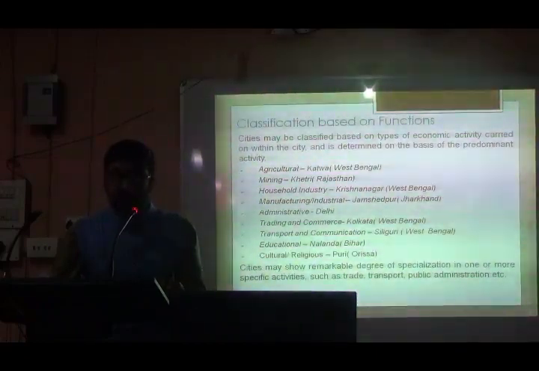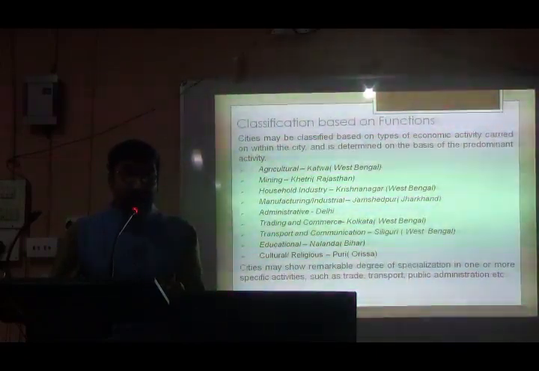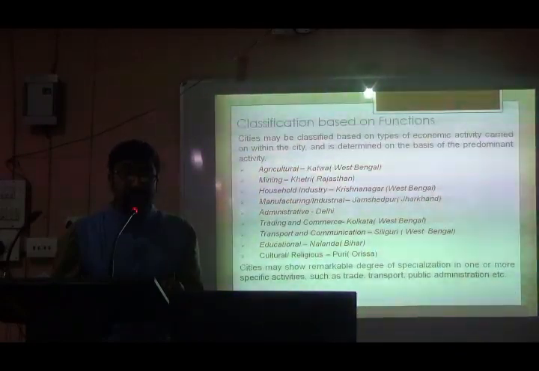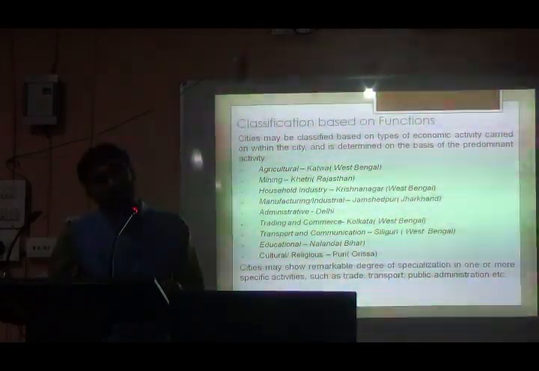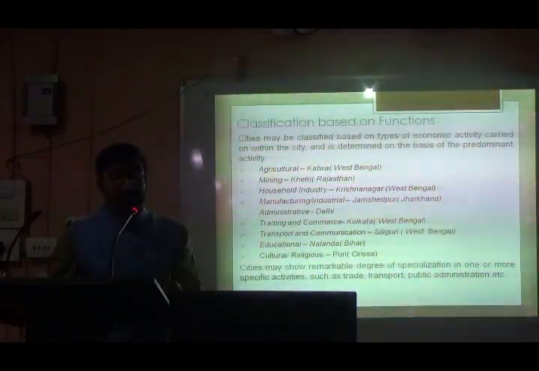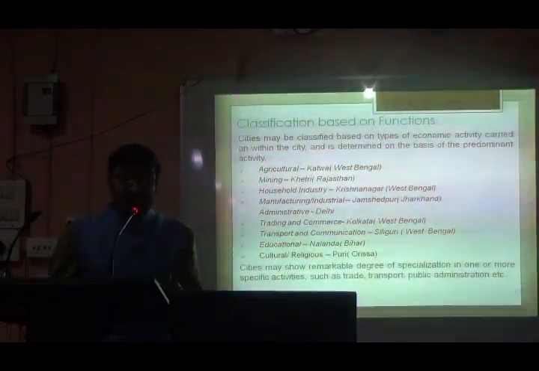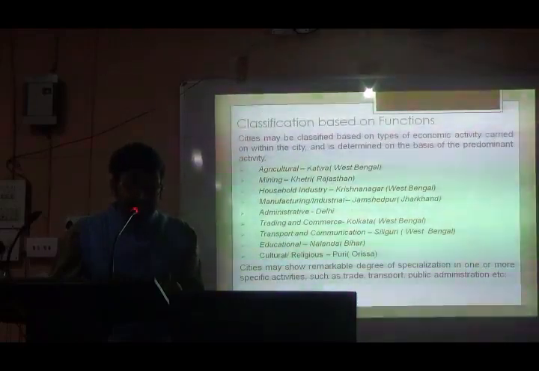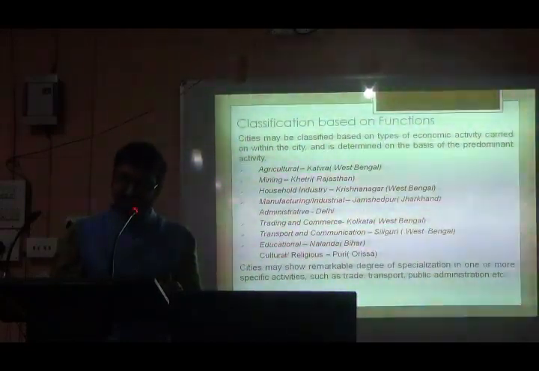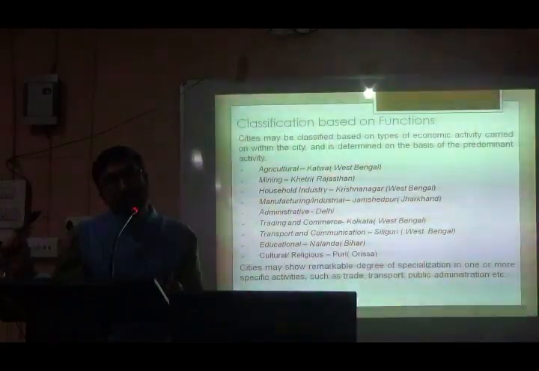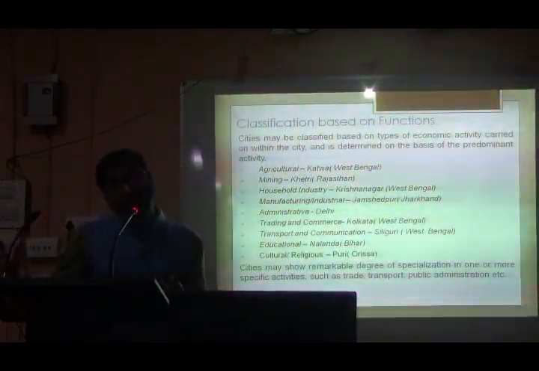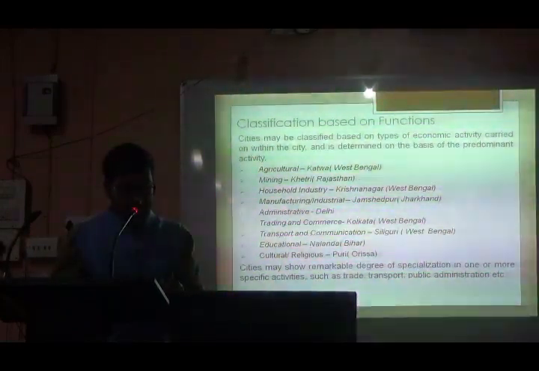Other activities are recognized as household industry, manufacturing industry, trade, transport, market, commerce. These are the tertiary activities. And cities may show a remarkable degree of specialization in one or more specific activities. That means a city may be developed on the basis of one major activity or more than one major activity.